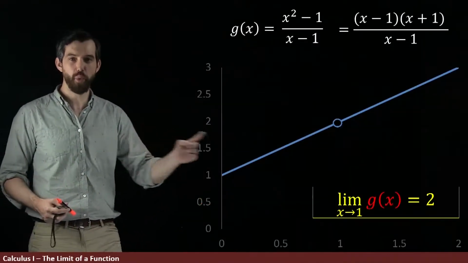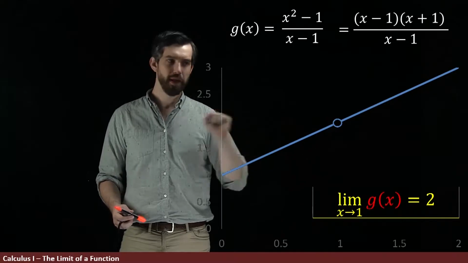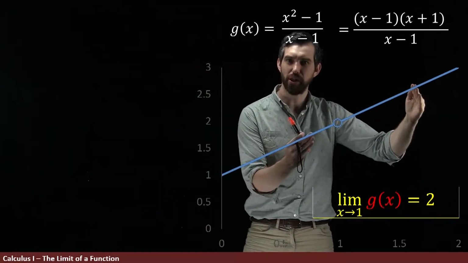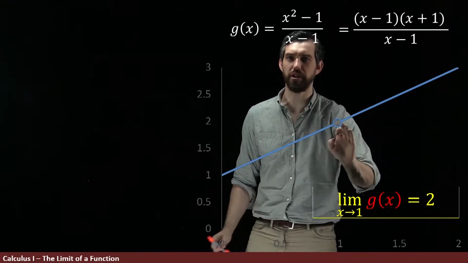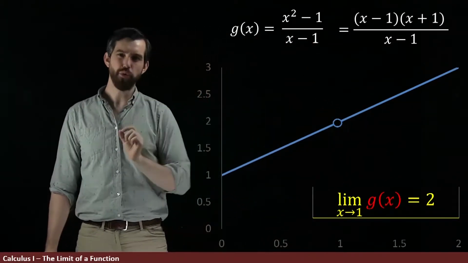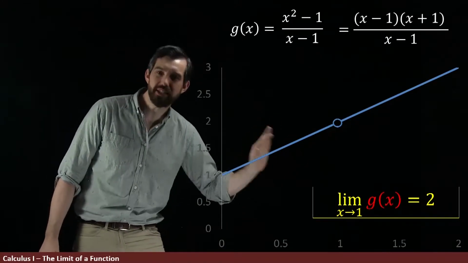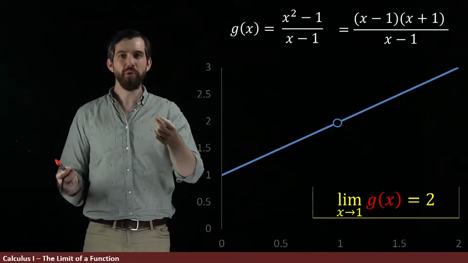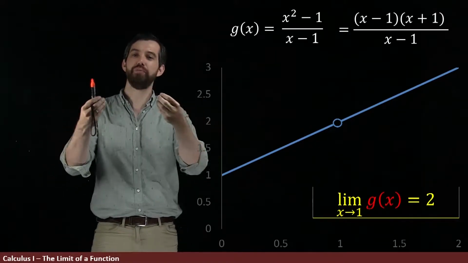Remember, g of x was the one where I had this hole here. But if I'm trying to get closer and closer and closer to this particular point, well, it's true that there's no actual point there, but the limit is still 2. The limit doesn't care what happens at the point. It only cares about what's happening as you get really close to it.